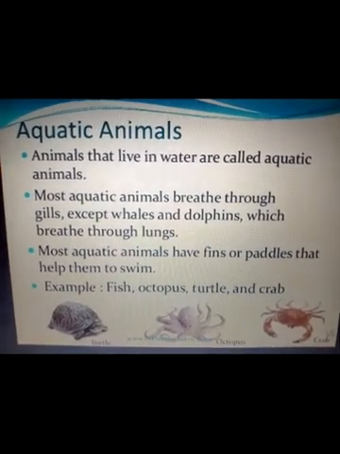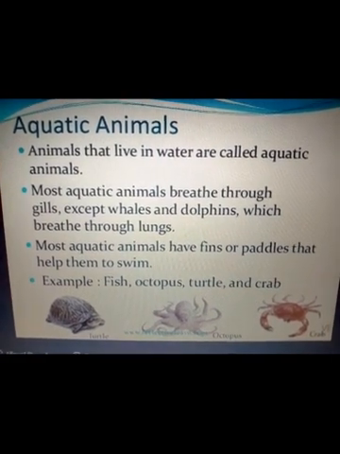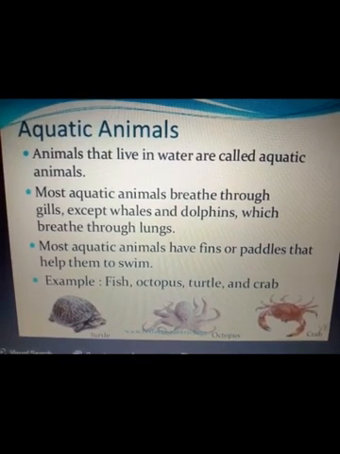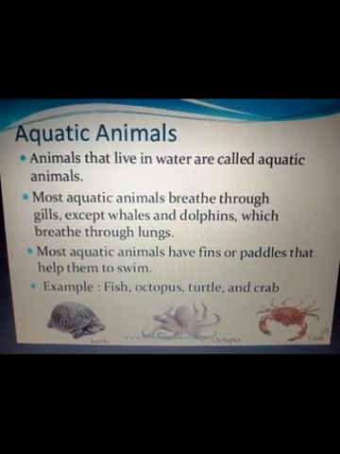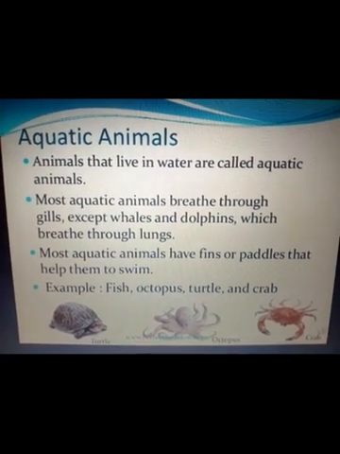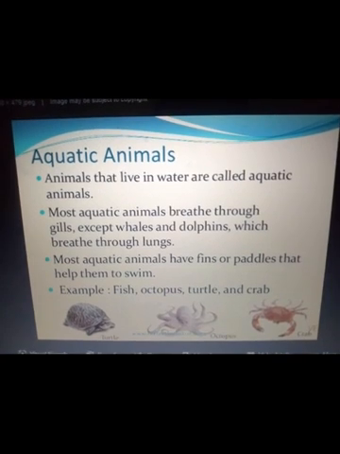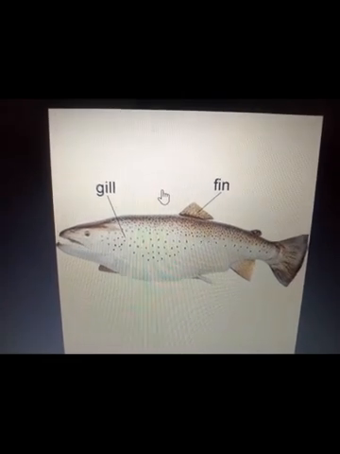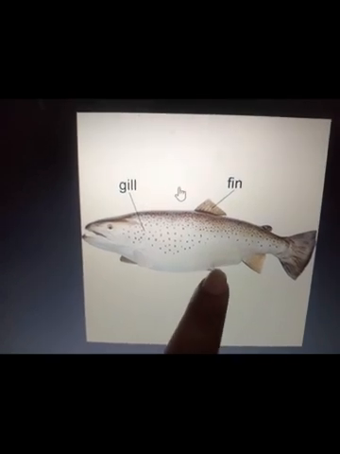Next are aquatic animals. Animals that live in water are called aquatic animals. Most aquatic animals breathe through gills, except whales and dolphins, which breathe through lungs. Gills help them to breathe. Most aquatic animals have fins or paddles that help them to swim. I am showing you fins and paddles. Yes, gills help them to breathe and fins help them to balance their body. These are their fins.